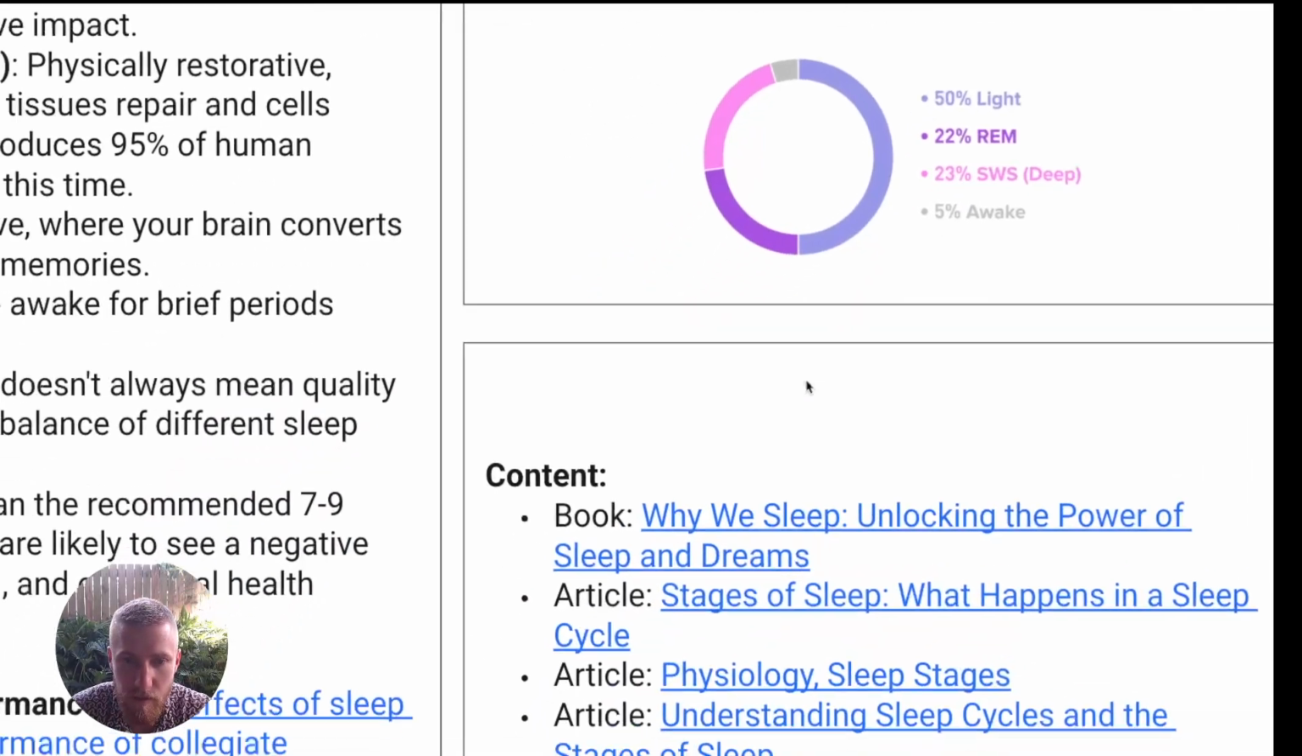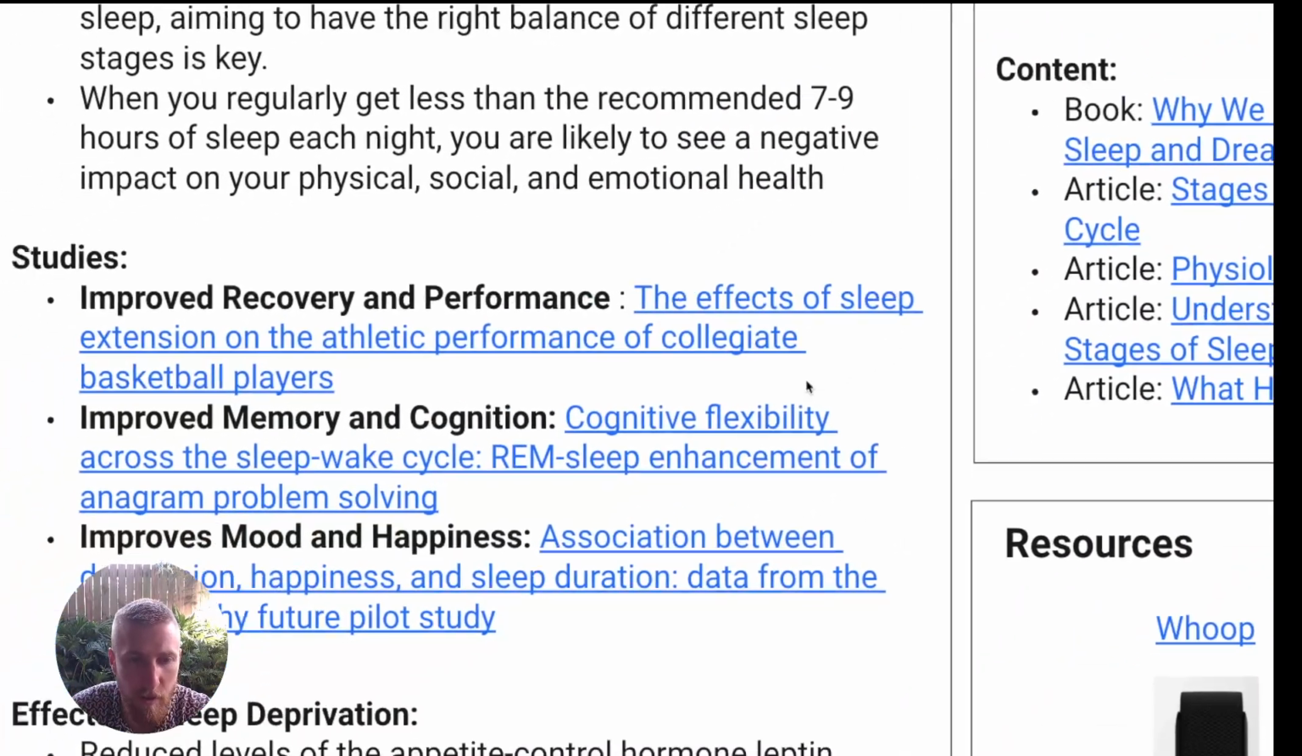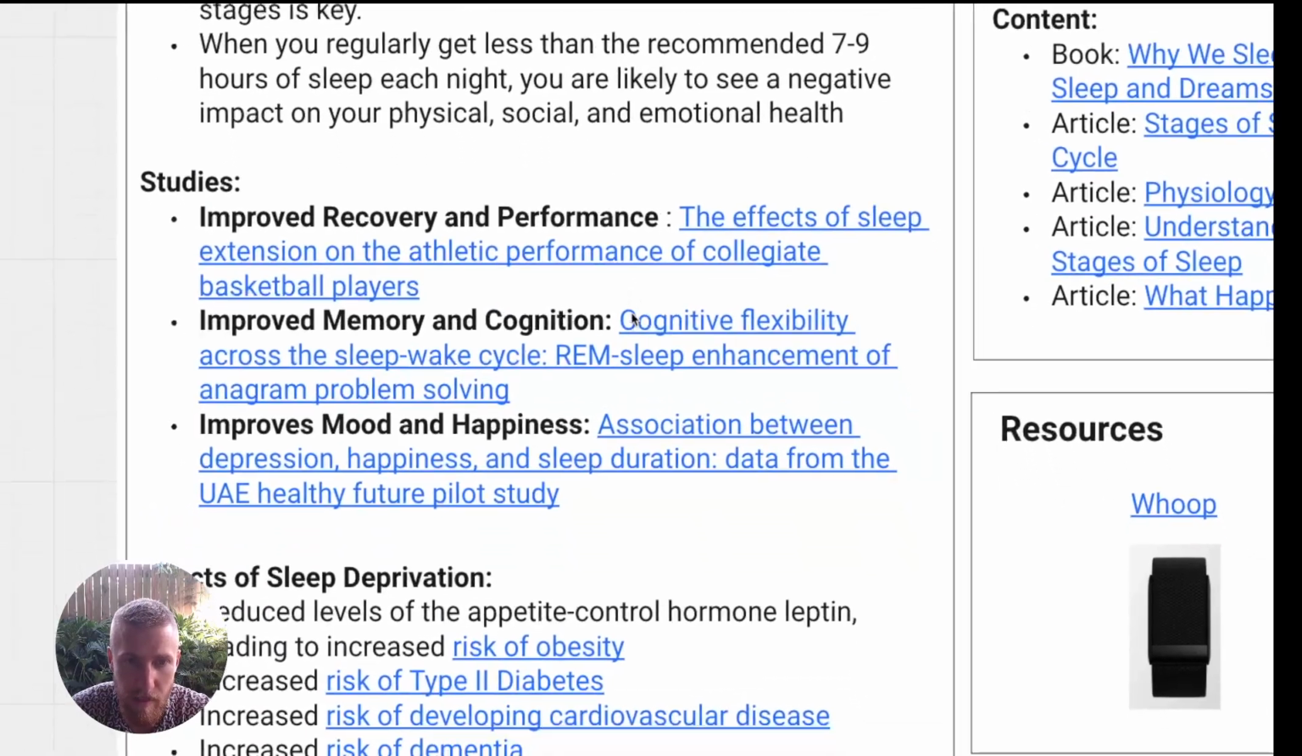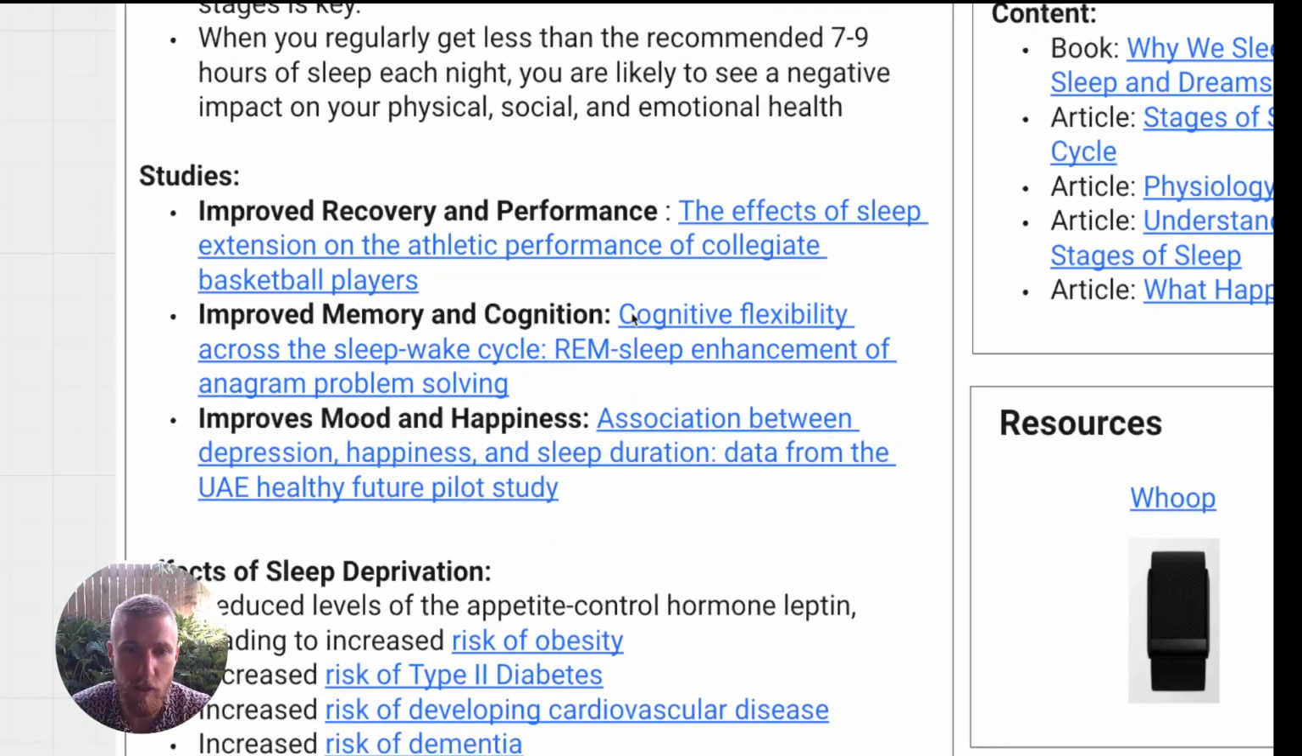So I'll just also talk about a couple of studies. If you're interested in doing some further reading, there is a lot of research that's been done to show the importance of sleep. I think everybody knows how you feel if you don't get enough sleep: you feel tired, maybe a bit cranky, all those sort of things. But there are a lot of studies that show how important it is, because it definitely does improve your recovery, your performance, your memory, your cognition, your mood and happiness. So, basically your body's ability to perform, your mental ability to concentrate on tasks and think about things, and also your emotional state as well, just feeling happier.